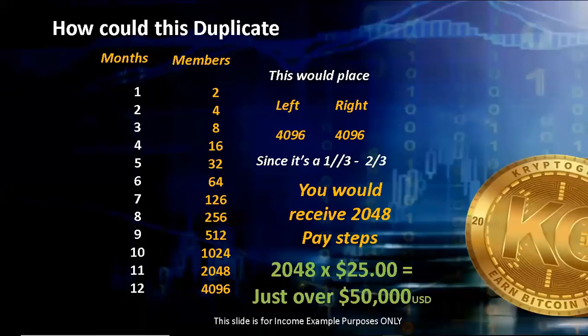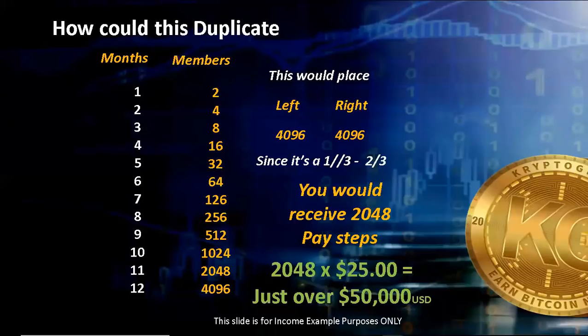Now, how could this duplicate? Pay close attention to this, ladies and gentlemen. Let's say you're on a 12-month plan, 1 year. I'm going to show you how to make over $50,000 in 1 year through KryptoGeneX, through just the Kryptonary. Now, the average American, the majority of Americans, makes $31,000 a year for a family of 4. Okay? We're going to show you how to almost double that in 1 year. And all you duplicated was 2.